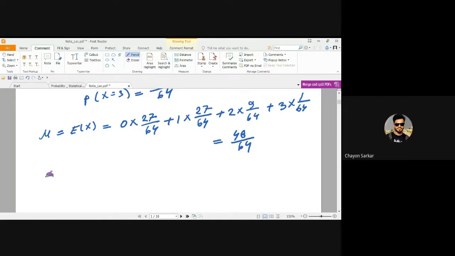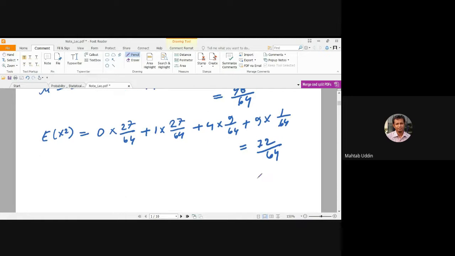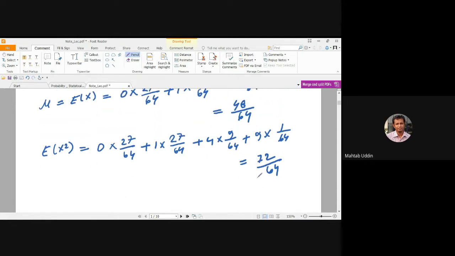Now the expectation of x square. 0 square is 0. 1 square is 1. 2 square is 4. 3 square is 9. After calculation, you'll get 72 by 64.